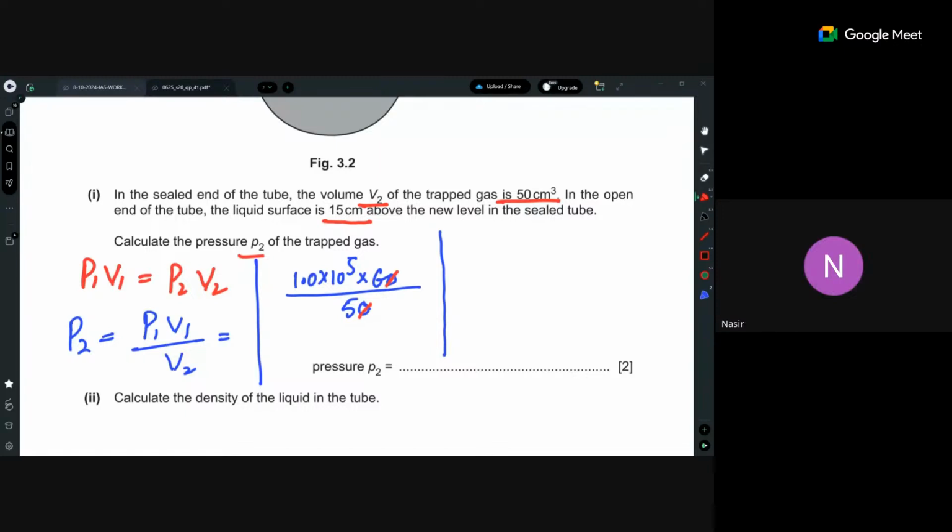Sir, do I calculate it? Yes. 6 divided by 5 is, just a second, 1.2. So it is 1.2 into 10 raised power 5 Pascal. So you will write 1.2 into 10 raised power 5 Pascal. This is your answer. For 2 marks, you have to do that.